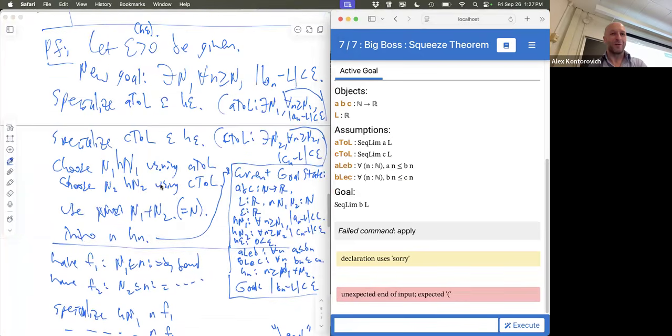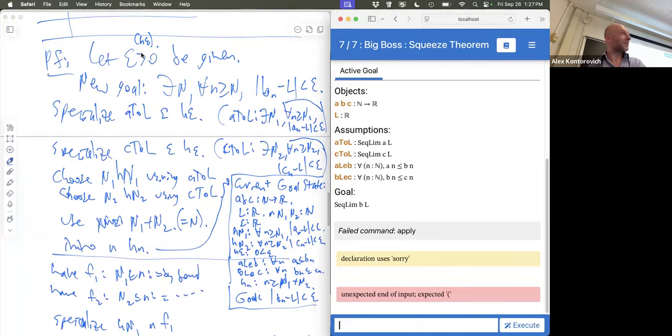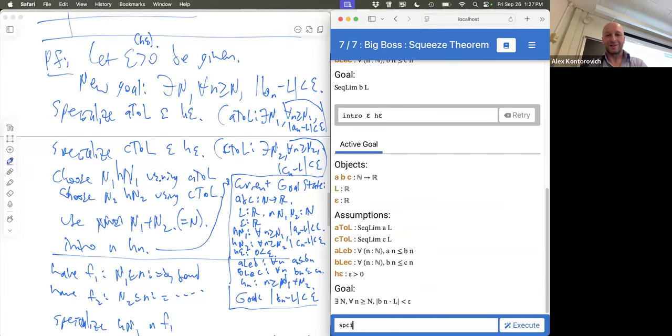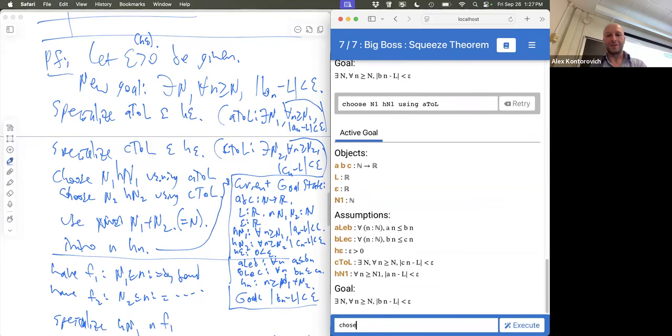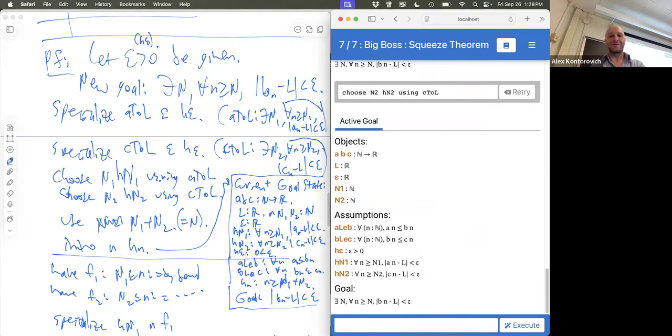We got 3 minutes, but we already know the proof, so we just have to write it down. Intro epsilon hε. Tell me the next line. Specialize A to L, epsilon hε. Specialize C also goes to L, epsilon hε. Beautiful. Choose N1, HN1 using A to L. Choose N2, HN2 using C to L. Use N1 plus N2.